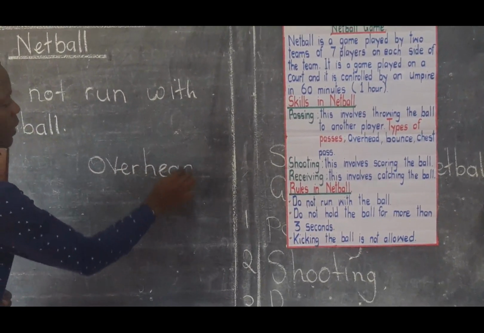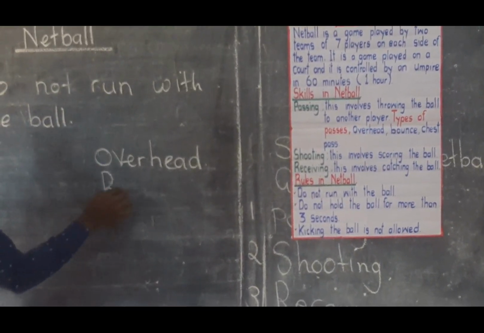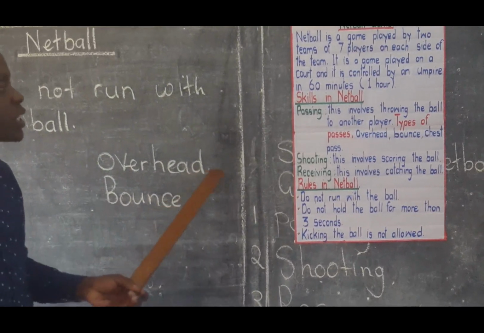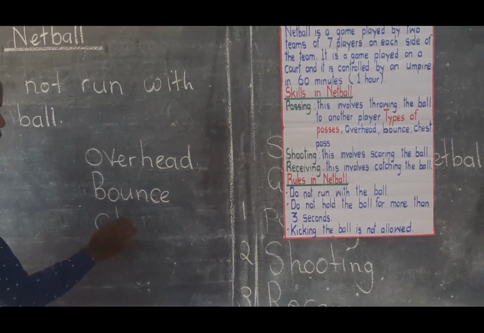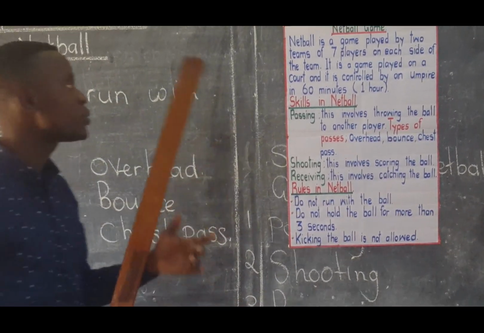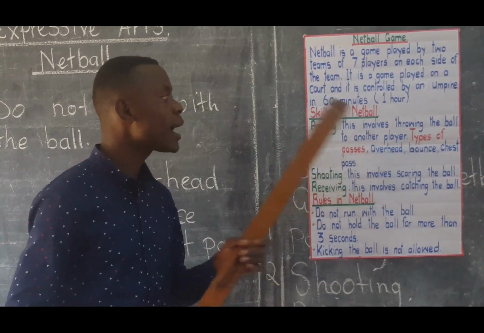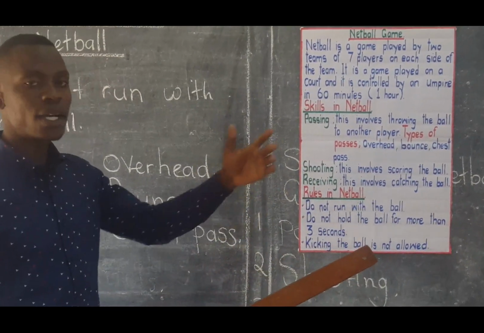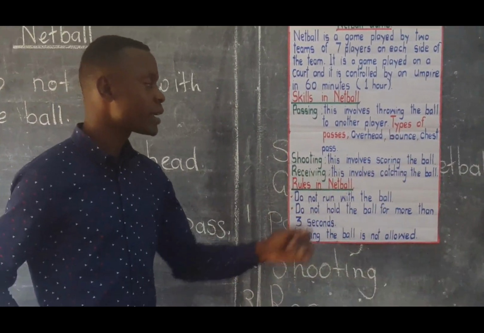Overhead. Then the second pass is called bounce. Sometimes if you want to pass the ball to another person, you may bounce it until it reaches the person you want to give the ball to. Then the third pass is called chest pass. So these are the 3 passes that are used in a netball game. Passing involves throwing the ball to another player. Number 1, overhead. Number 2, bounce. Number 3, chest pass.